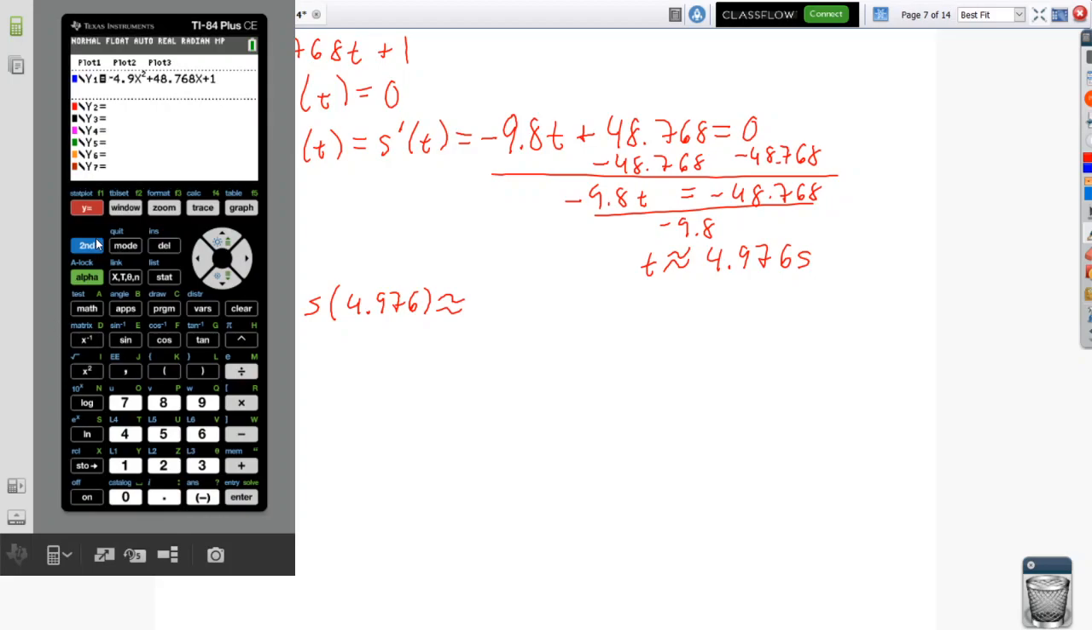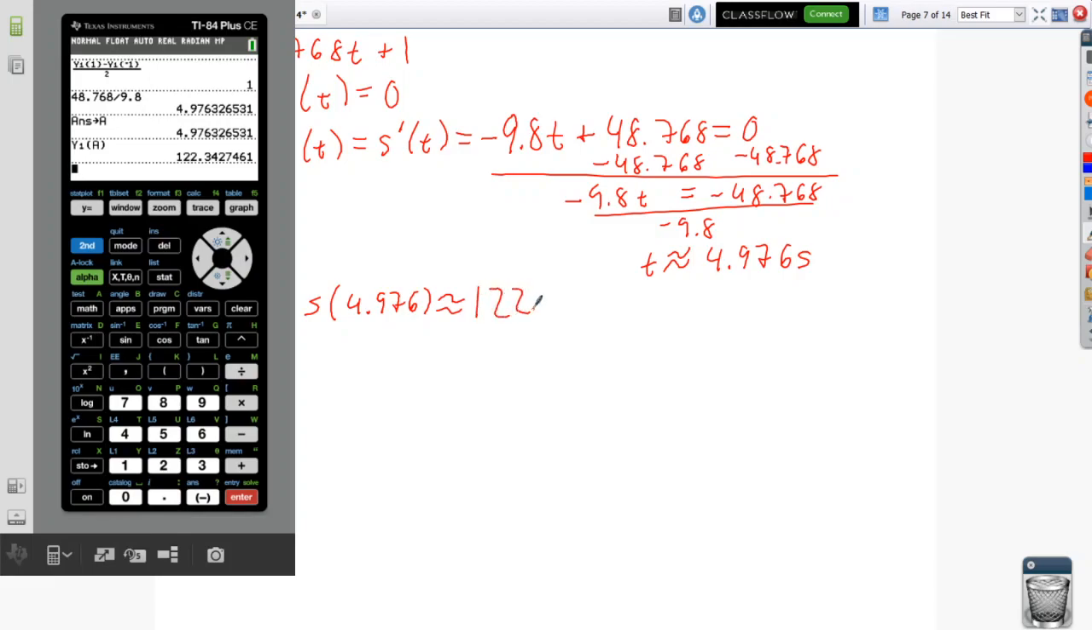Now, because this is easier for me, I'm just going to do y1 of that value that I just stored. Makes it easy to evaluate a function. And now I can see that this not kitten went approximately 122.343 in the air, right? No, that's wrong.